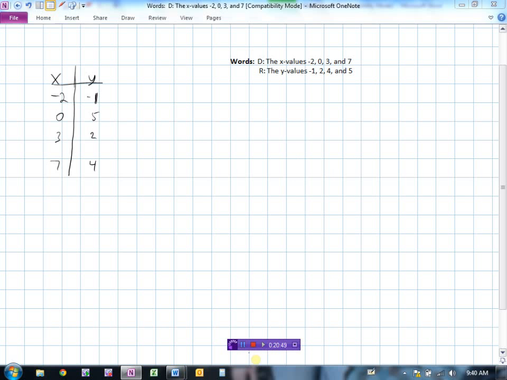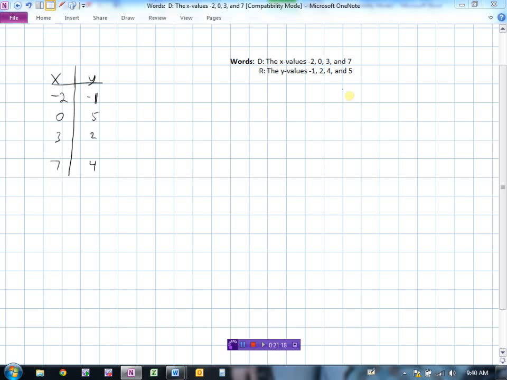Sometimes we might be given a relation in terms of a table of values and asked to describe the domain and range of this relation. So in words, we would simply have to list them out. The domain is the following x values: -2, 0, 3, and 7. And the range would be the y values -1, 2, 4, and 5. Usually we write them from lowest to highest, in ascending order.